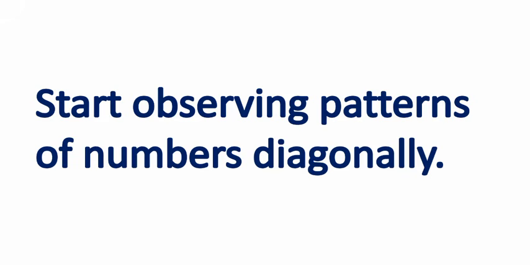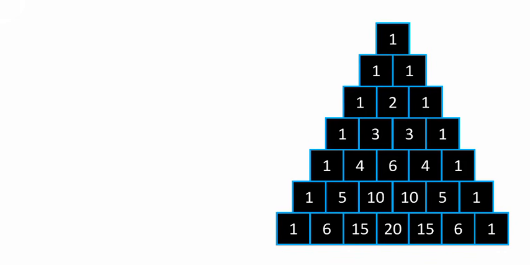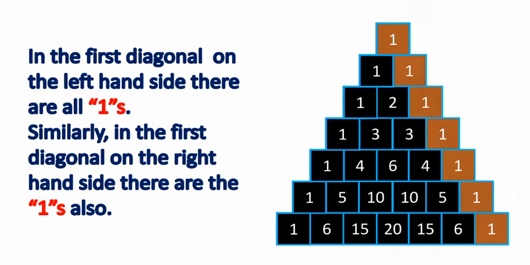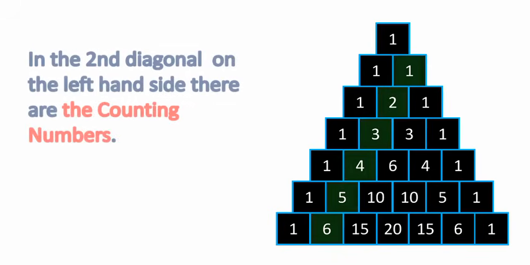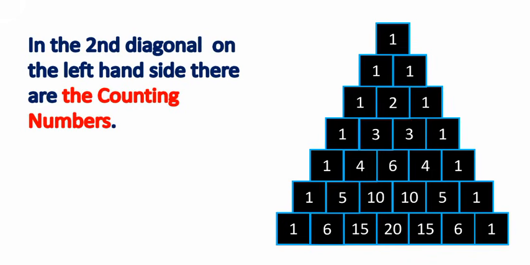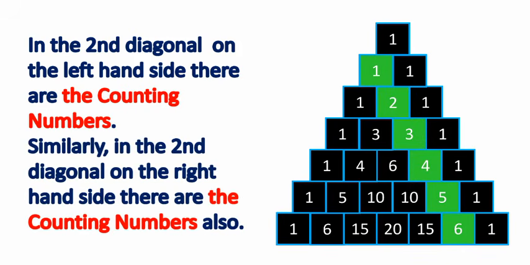Start observing patterns of numbers diagonally. In the first diagonal on the left hand side, there are all ones. Similarly, in the first diagonal on the right hand side, there are ones also. In the second diagonal on the left hand side, there are the counting numbers. Similarly, in the second diagonal on the right hand side, there are the counting numbers also.